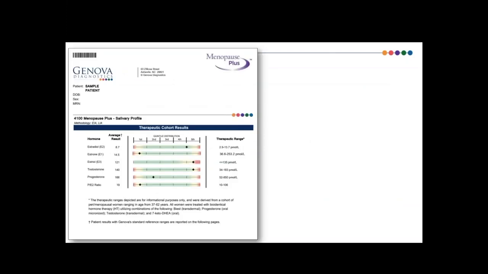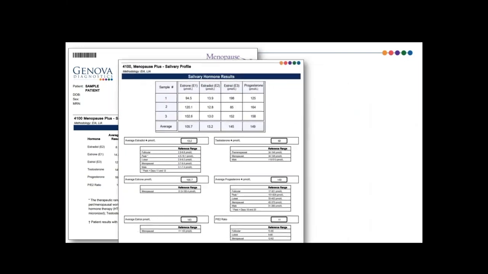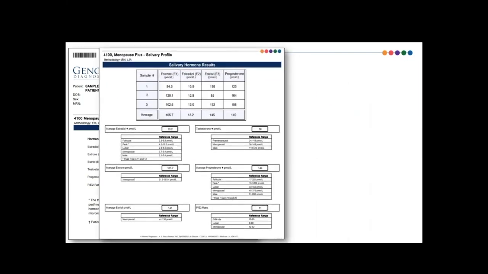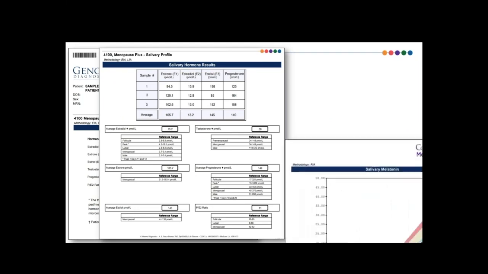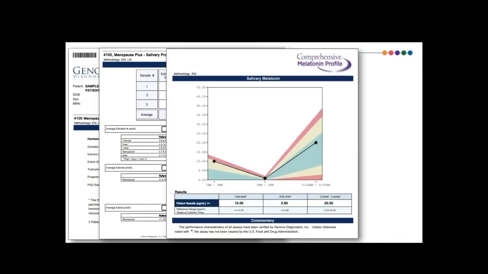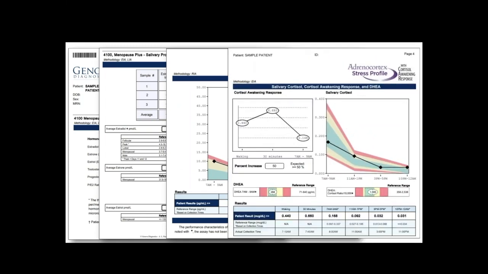So here's the menopause plus. And you can see there's the front page, and then we have the various salivary hormone results where we take averages. That's the advantage of the menopause plus, is that you look at 3 different findings for the estrone, estradiol, estriol, and we'll look at that. It has the comprehensive melatonin profile, and of course the adrenal cortex stress profile and the option of CAR. Again, you're looking at hormones, but in the context of also the HPA axis, the adrenals.